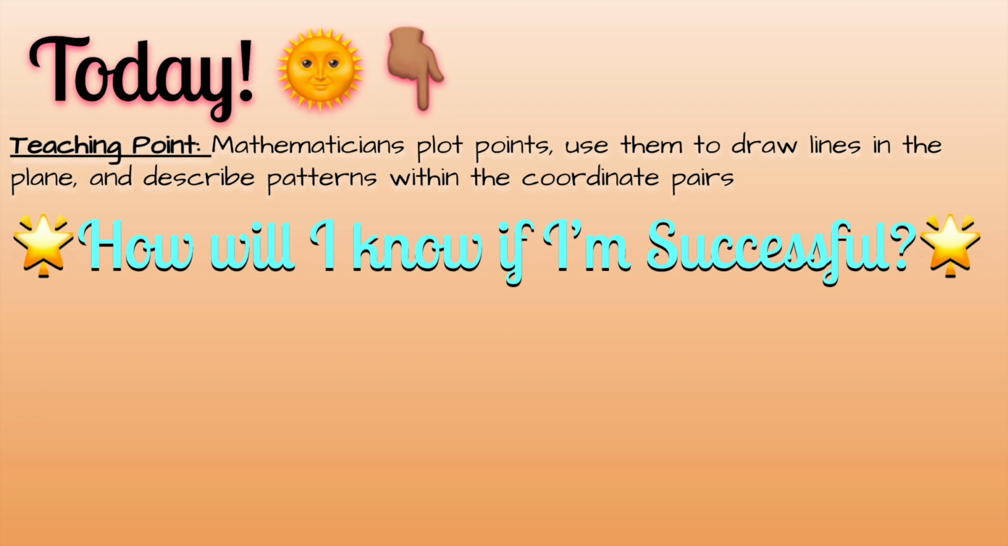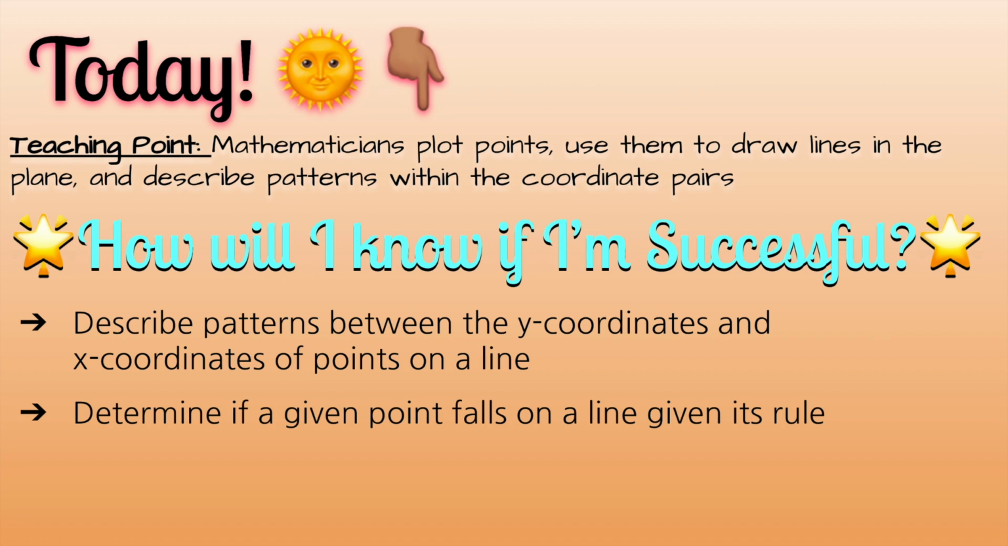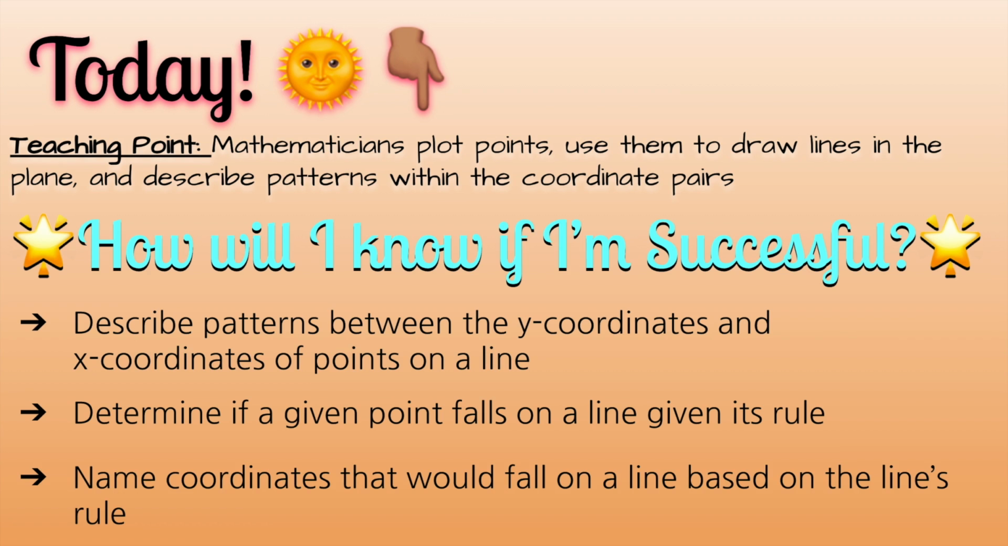What's your success criteria, or how will you know if you're successful? Well, by the end of the lesson, you'll be able to describe patterns between the y-coordinates and the x-coordinates of points on a line. You'll be able to determine if a given point falls on a line given its rule. And you're going to be able to name coordinates that would fall on a line based on the line's rule.